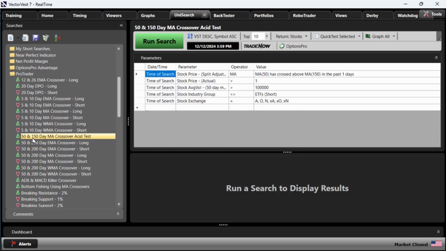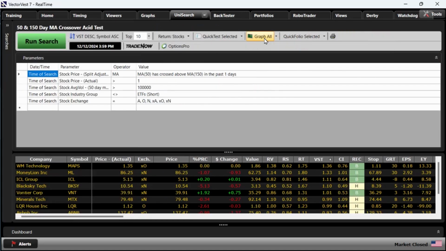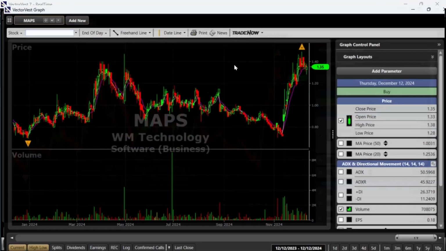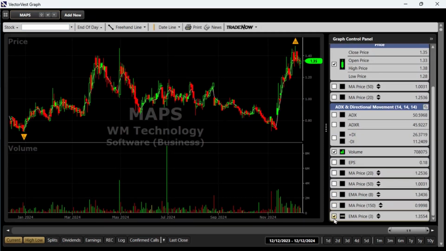The acid test, 50-day moving average crossing above the 150-day moving average. And again, those are MAs, which is a simple moving average. If I were to run that scan quickly here, as of the 12th, sorted by VST, if I go graph all, change my layout a little bit, I've got to take my short-term moving averages off and put my 50 and the 150, and look at that. There's your first bullish crossover, right?